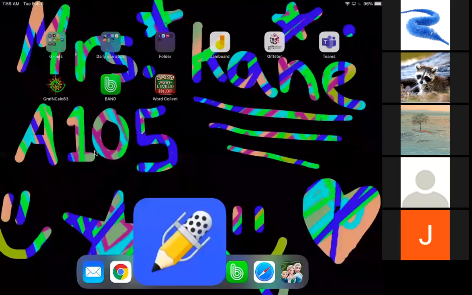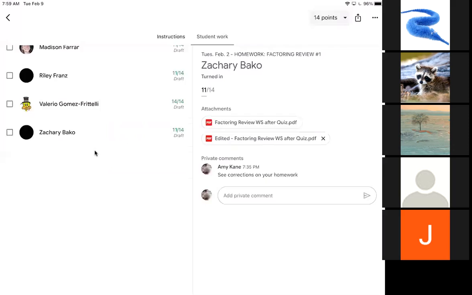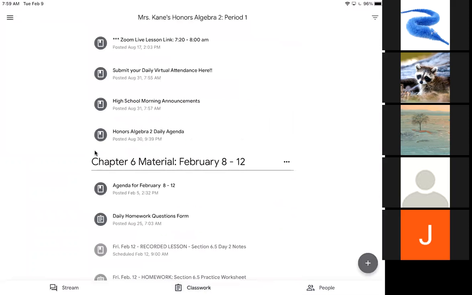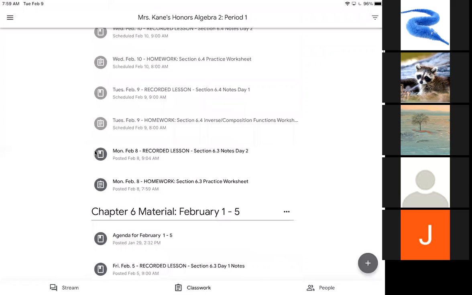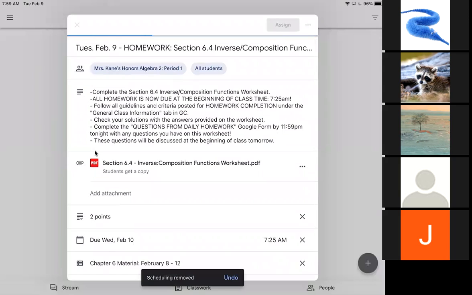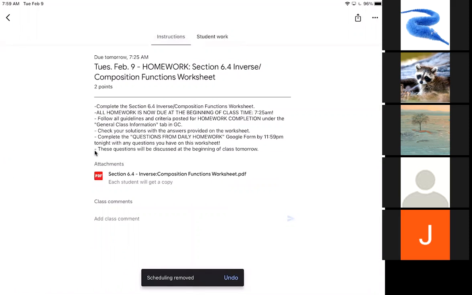So your homework for today is a worksheet. And that worksheet is on inverse functions, but it's also on composition of functions. And I want to show it to you here. There it goes. So it is posted to Google Classroom.